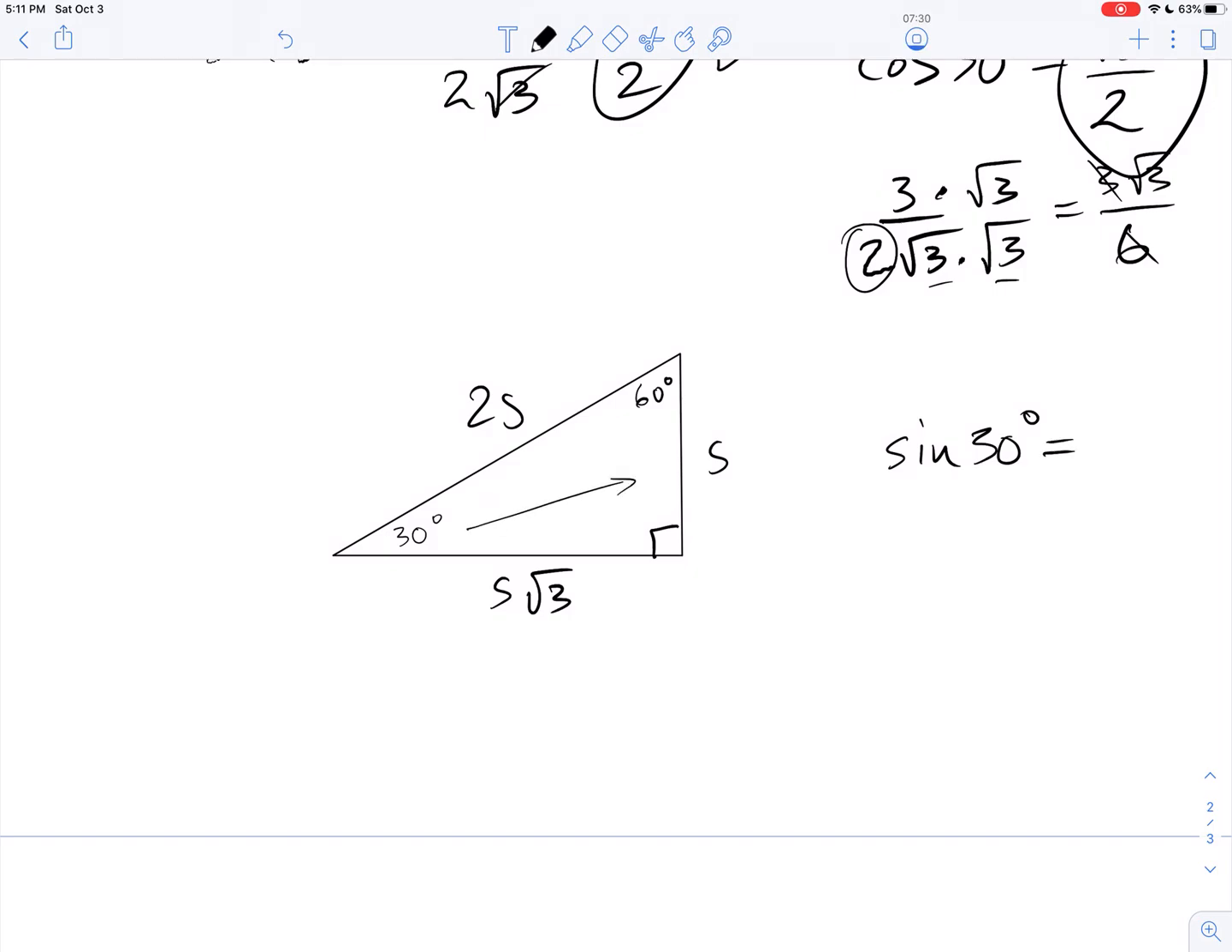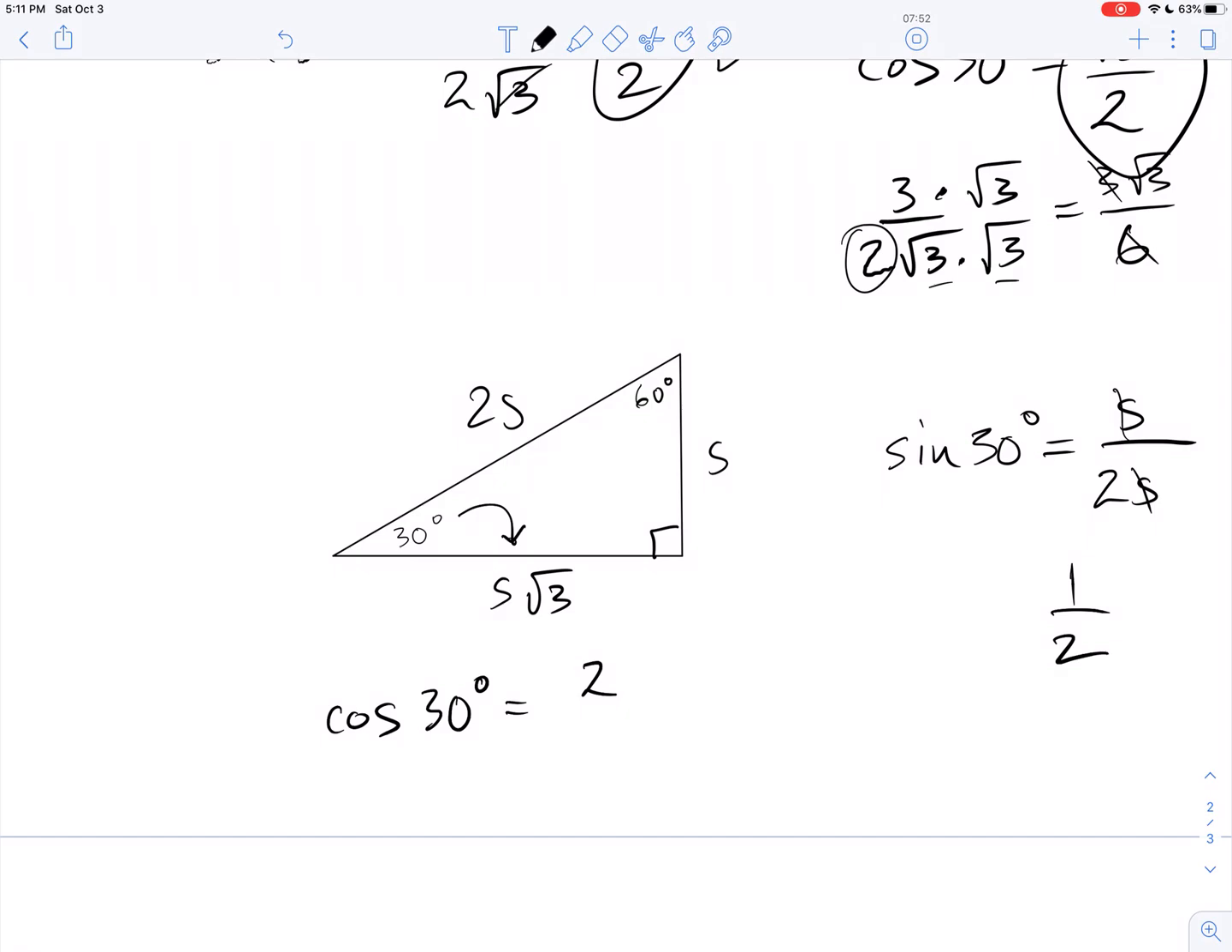look, opposite over hypotenuse. The S's would cancel. What holds the place in the top? I get 1/2. If I wanted to do the cosine of 30 degrees, that would be adjacent over hypotenuse. The S's would cancel. Bam, I get rad 3 over 2.